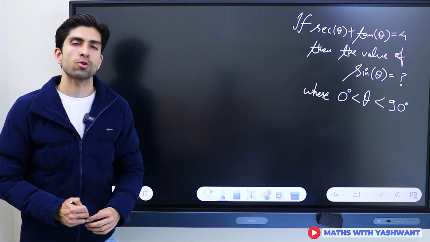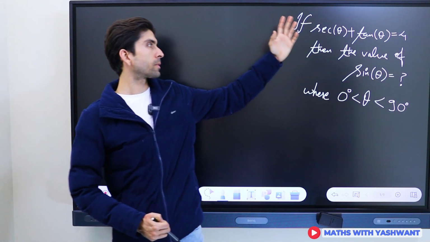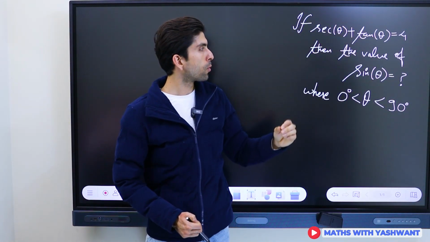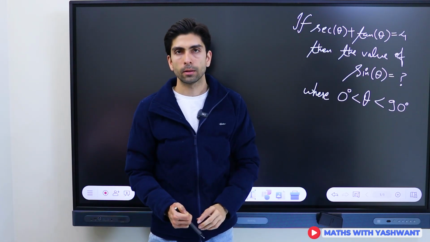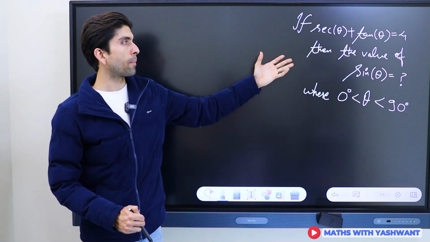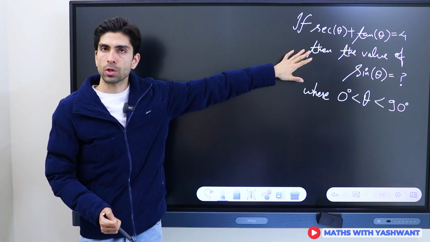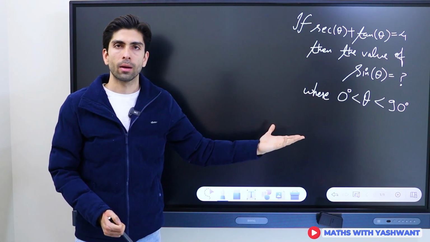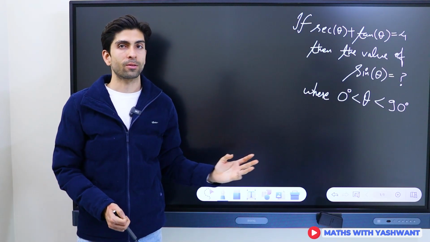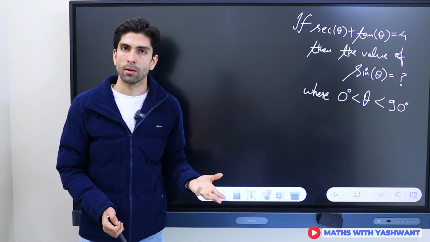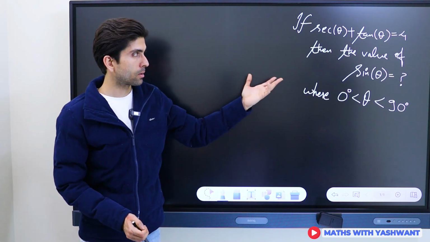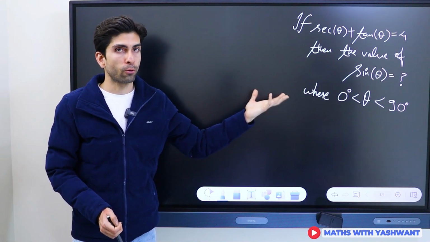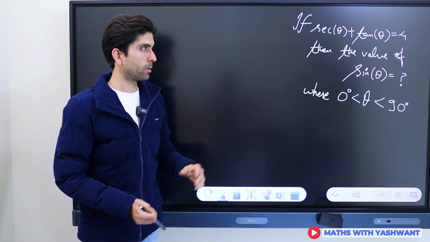Let's solve the first question of today's session. We have sec theta plus tan theta is equal to 4. Then we have to find the value of sin theta. Now there are two different approaches for this question. First, I'll tell you the way which most of the students prefer, and the second one is a much smarter way. We'll also talk about that. But let's solve this question using the first one, which most of the students prefer.